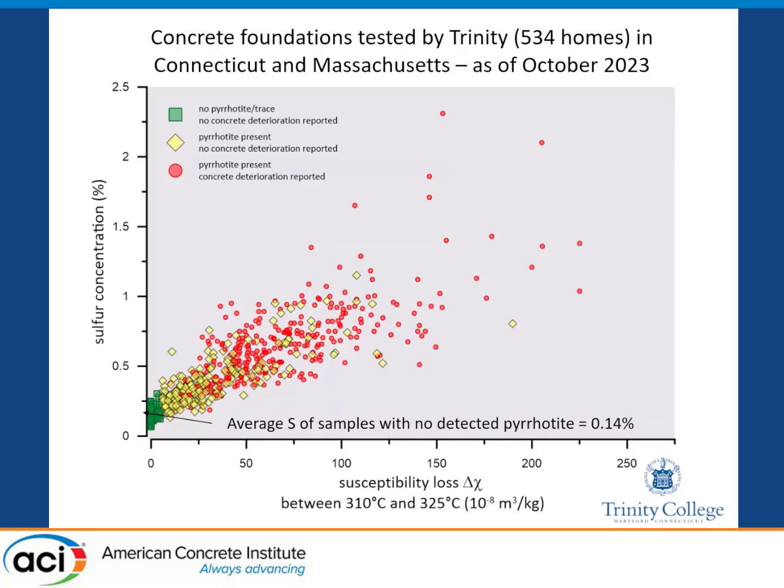When we send our core contractors out, they take pictures and try to visually see if there's map cracking. This is somewhat subjective, because if basements are completely finished, there could be map cracking behind finished walls. But for the most part, with the number of homes we've done so far, most of these points are probably correct where they look around and see if they find map cracking. They send the pictures to us too, and we look at them as well. And then all the red circles are pyrrhotite present, and concrete deterioration has been reported to some degree.